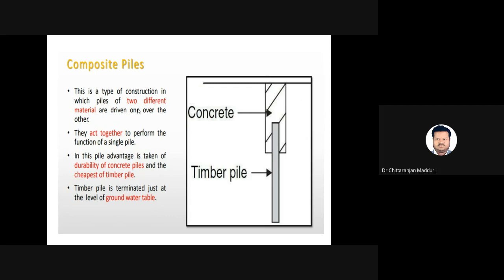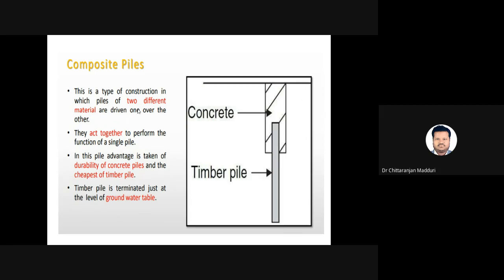The timber pile is terminated just at the level of the groundwater table. Sometimes we can use concrete and timber pile. Sometimes we can use steel and timber pile. Sometimes we can use concrete and steel pile. Composite pile means a pile made of two or more different materials. Sometimes we can go for steel, timber, and concrete also. Such types of piles are known as composite piles.